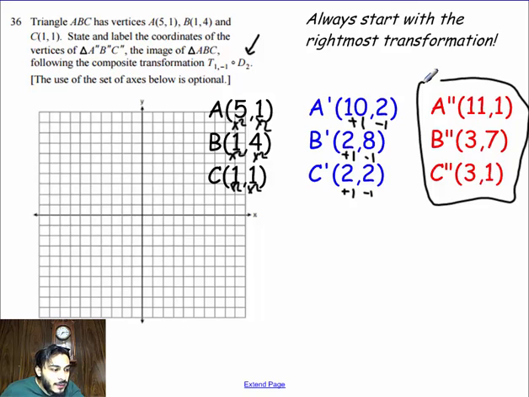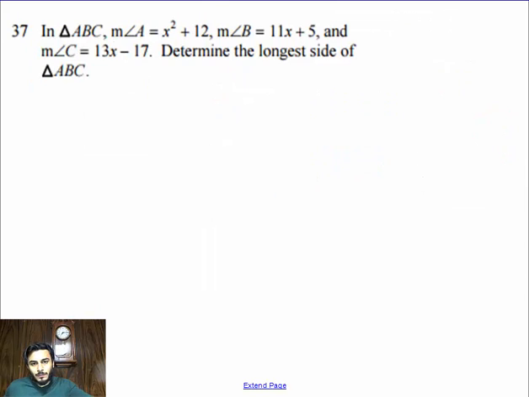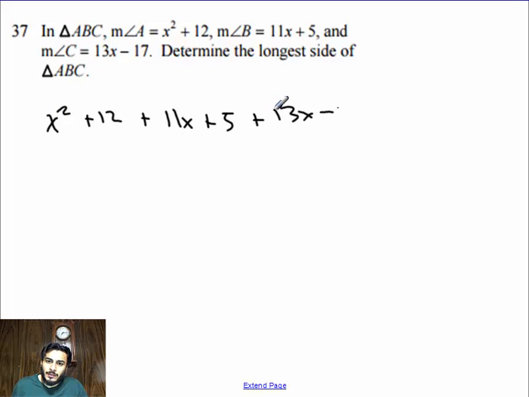Okay, next problem. We've got number 37. In triangle ABC, angle A is x squared plus 12, angle B is 11x plus 5, and angle C is 13x minus 17. Determine the longest side of triangle ABC. We're going to have to solve for x first. So we know that in a triangle, the 3 angles must add up to 180. So we'll get x squared plus 12 plus 11x plus 5 plus 13x minus 17 equals 180.